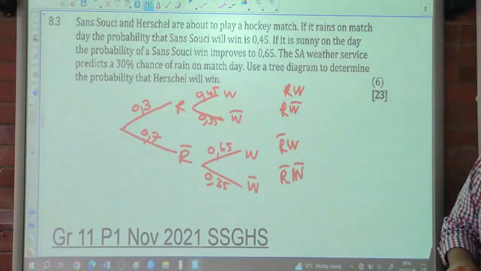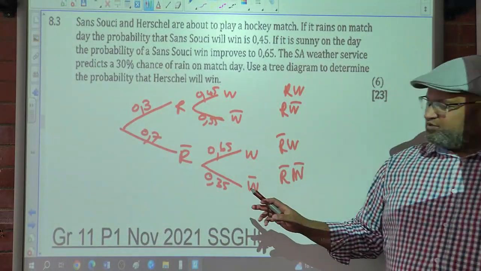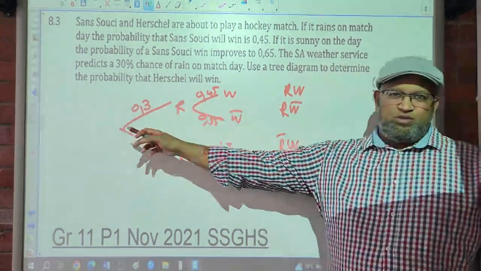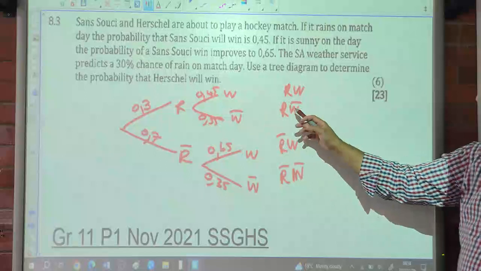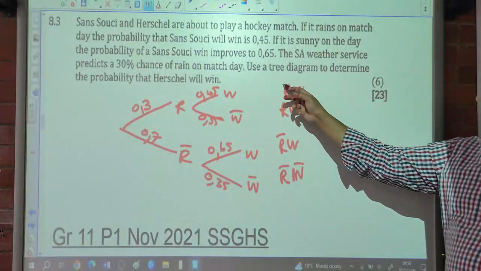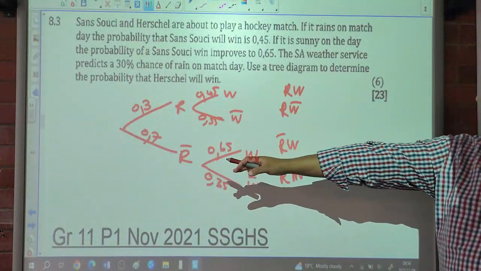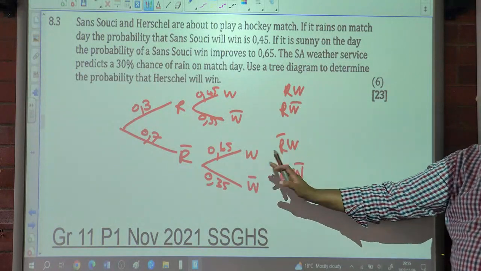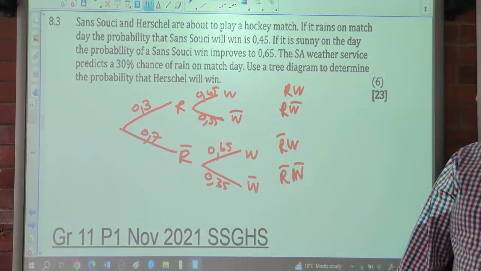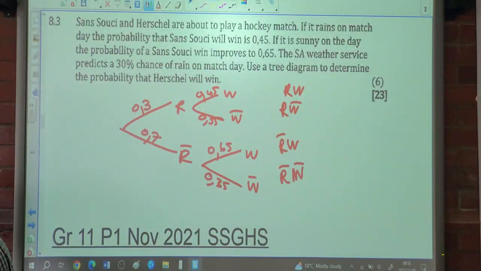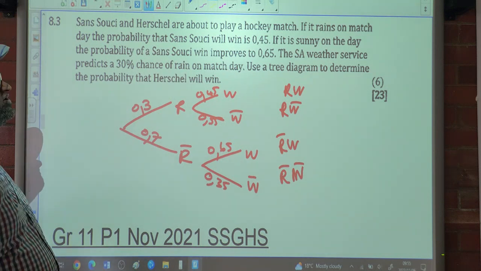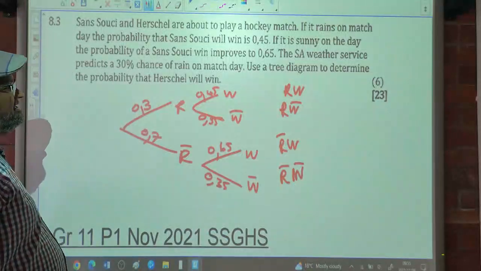Okay, if they ask you to give the probabilities associated with the branches, this is what it means. If it talks about the outcomes, this is what it means. We talk about the probability associated with the branches as well as the outcomes, and you write both. But the question says use a tree diagram, so there are marks allocated to the tree diagram. Use a tree diagram to determine the probability that the Herschel will win.